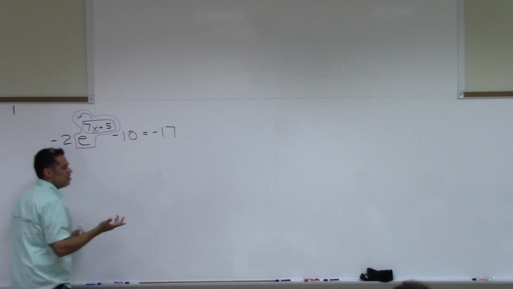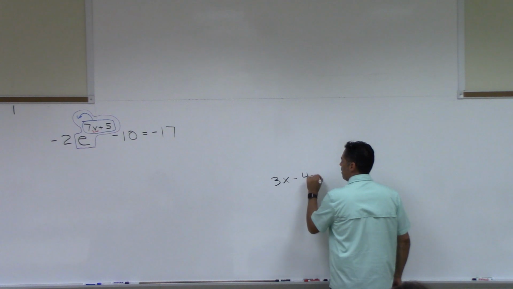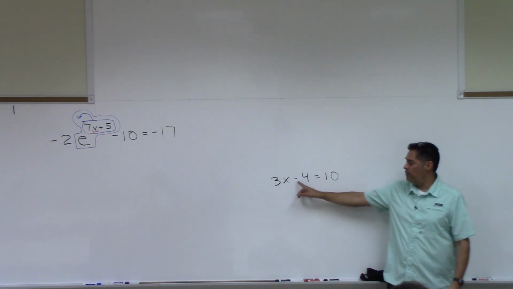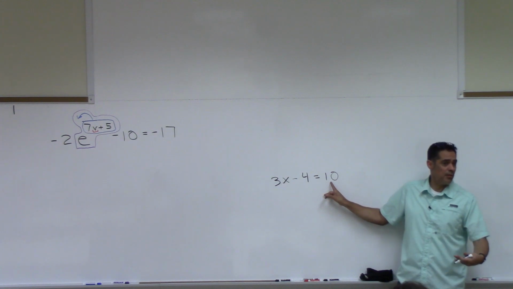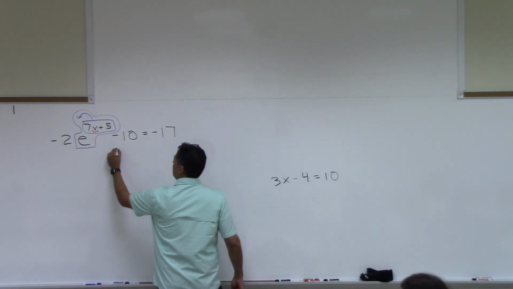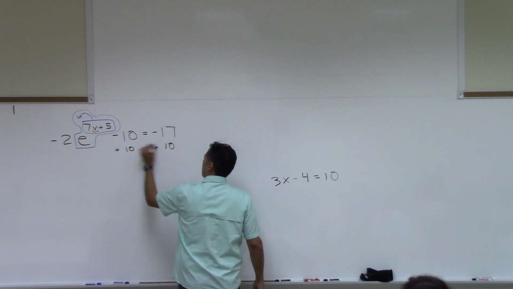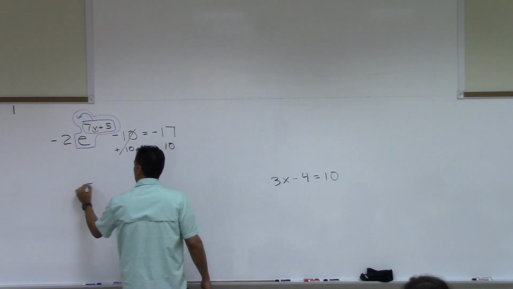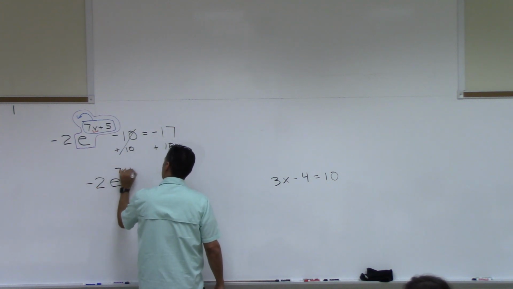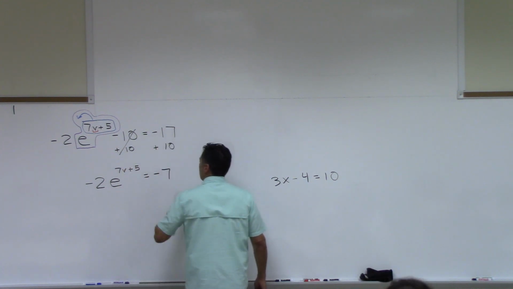Think of it more like a linear equation. Like if I gave you 3x minus 4 equals 10, asked you to solve this, what would you do first? You add the 4 first, right? And then you would divide by the 3. We're going to do the same thing here. I'm going to add 10 first. That gives me negative 2 e to the 7v plus 5 equals negative 17 plus 10 is negative 7.